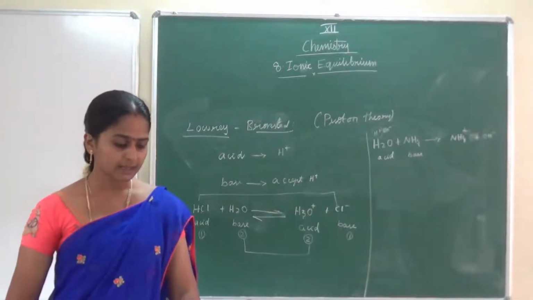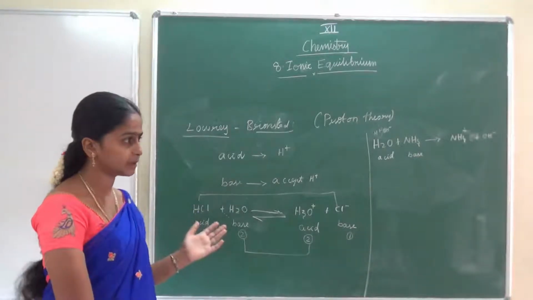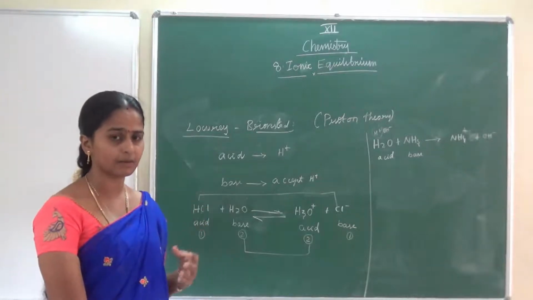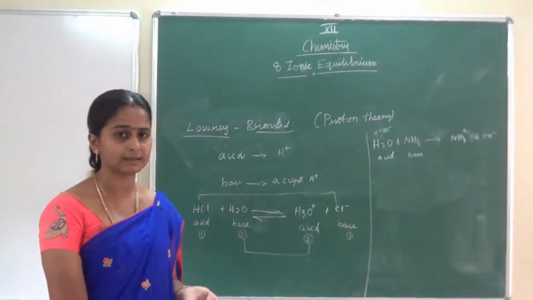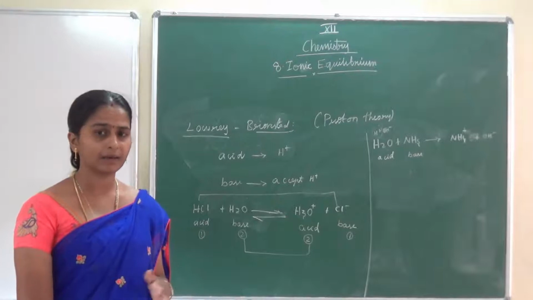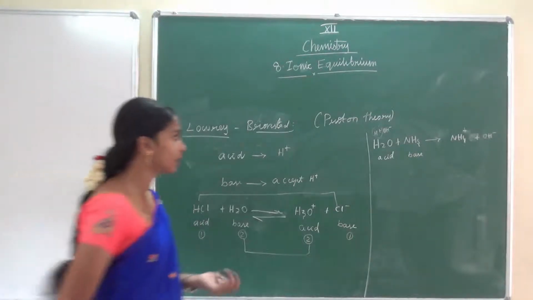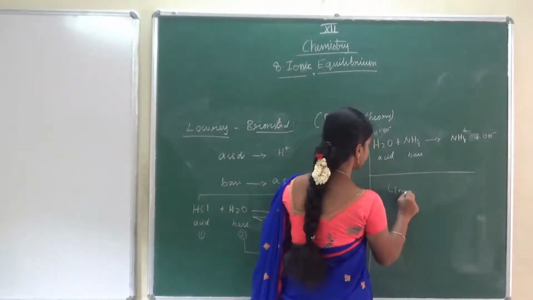Two more questions. What is the limitation in this theory? He is explaining about acids and bases, but he didn't explain about BF3 and AlCl3. Those compounds also act as acids, but he didn't give any idea about this, because in BF3 there is no H plus, isn't it? Limitations.